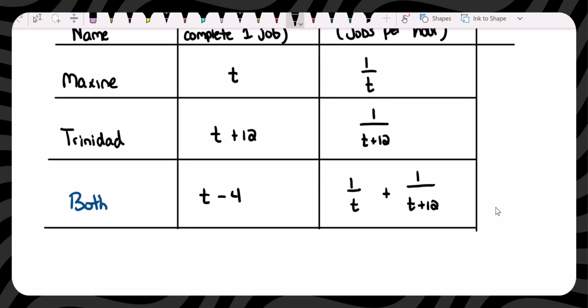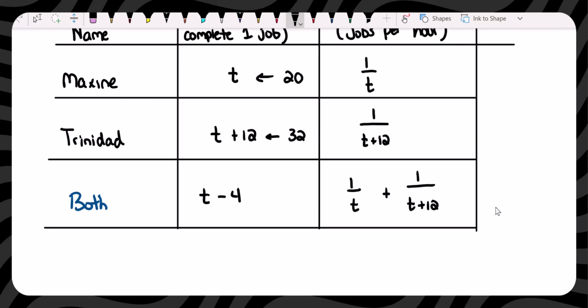If they're working together, then whatever time it takes should be less than them working separately. So for an example, let's just pretend that working by herself to paint a room, it takes Maxine 20 hours. Therefore, working by himself to paint the room, it should take Trinidad 32 hours. And if they work together, it shouldn't take 32 hours, nor should it take 20.